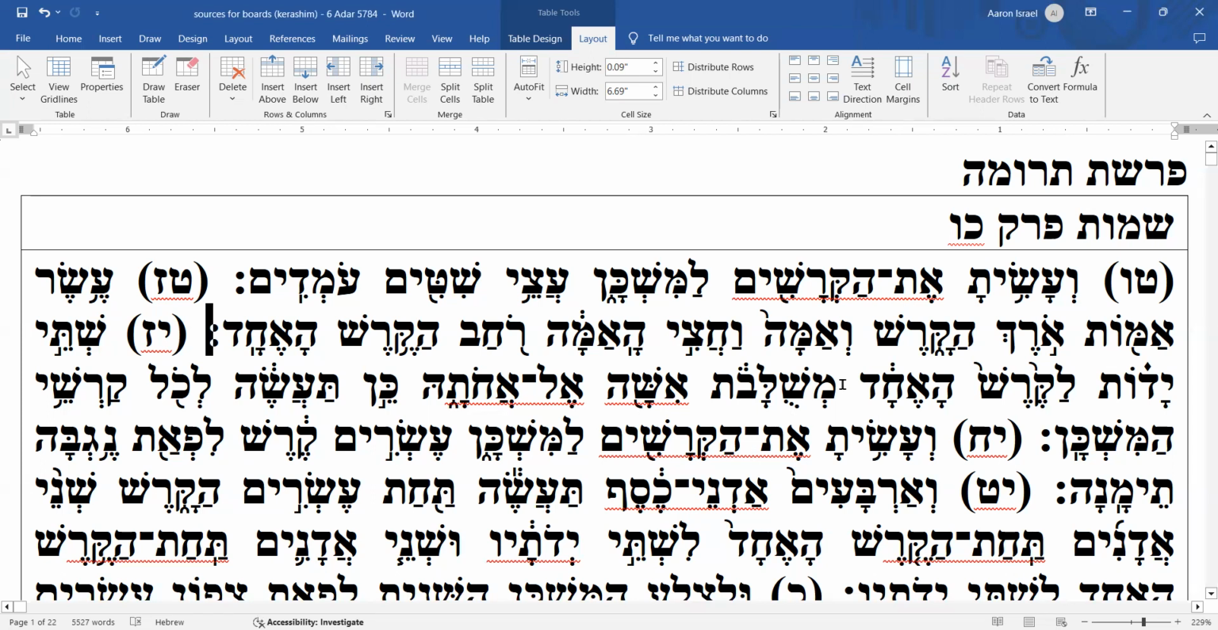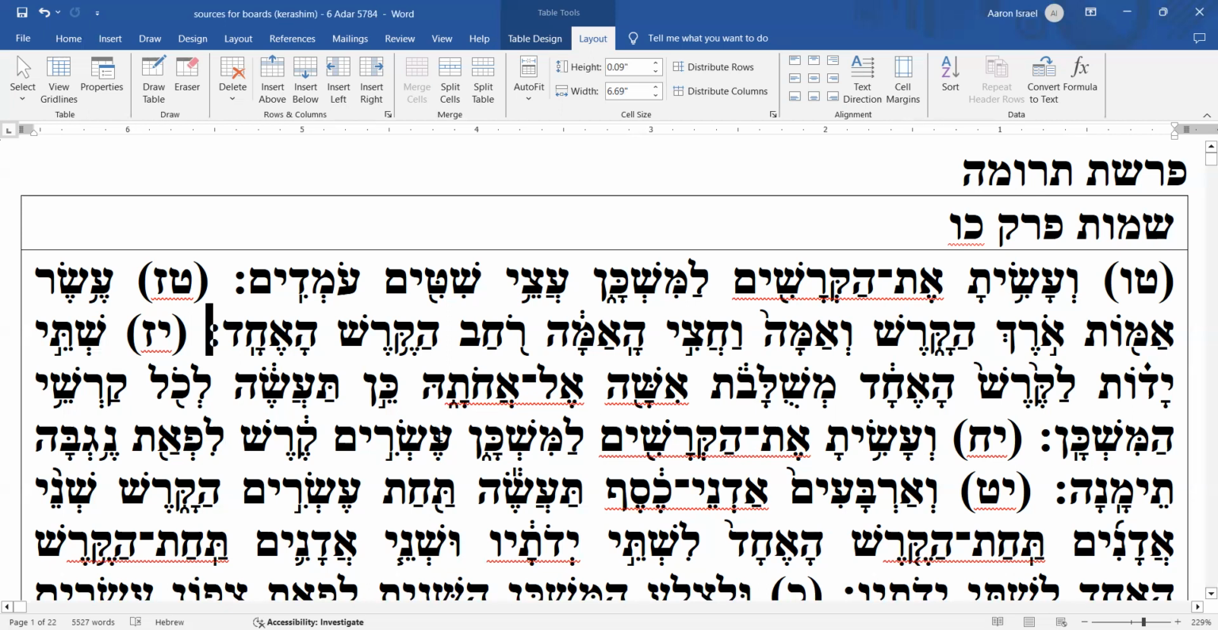Each of these boards or planks or whatever you'd like to call them is to have 2 yadot, 2 handles or hands. Meshulavot, they are to be joined or somehow work together. Isha el achotah, each one to the other. Kein ta'aseh, so you should make l'chol karshei hamishkan, for each of the boards of the Mishkan. So each board is 10 amot high, 1.5 amot wide. We don't know the thickness, but we know that it has 2 yadot somewhere, 2 handles somewhere.